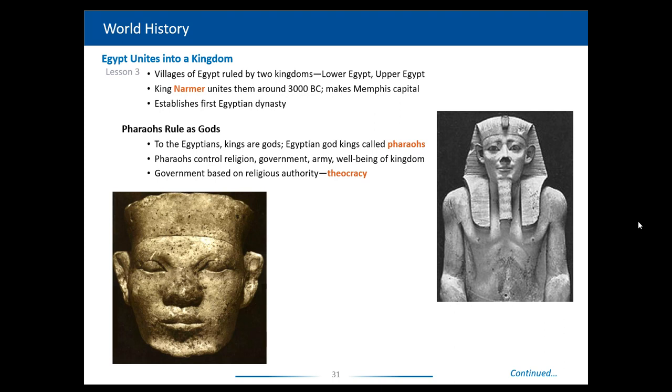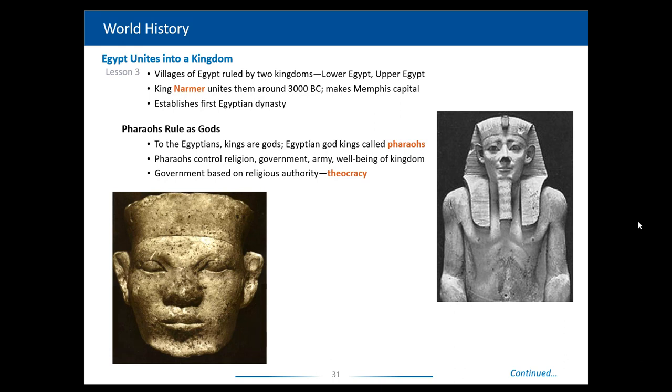Egypt unites into kingdoms. The villages of Egypt were ruled by two kingdoms, Lower Egypt and Upper Egypt. King Narmer unites them around 3000 BC and makes Memphis the capital. Yes, the word Memphis comes from Egypt in Africa. He establishes the first Egyptian dynasty. This is what King Narmer does.